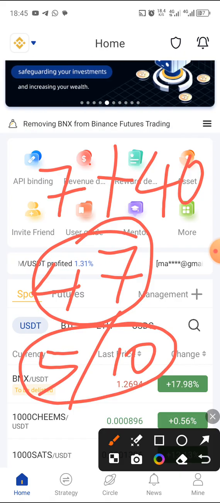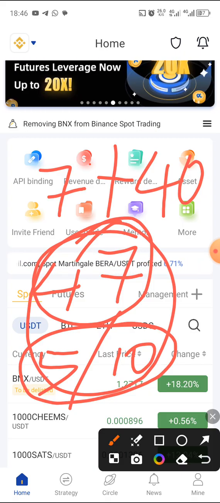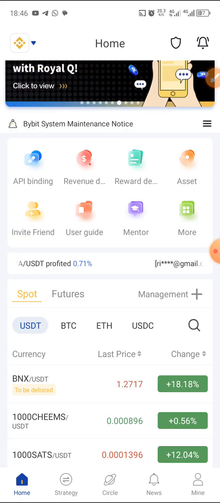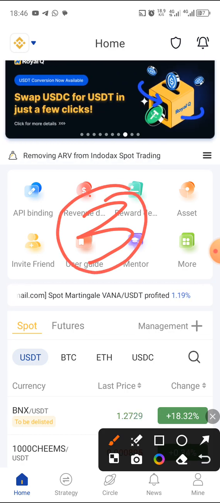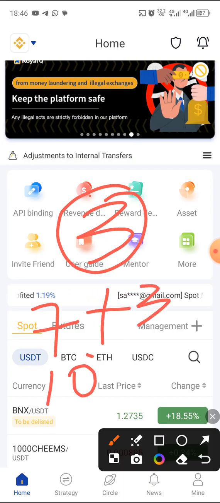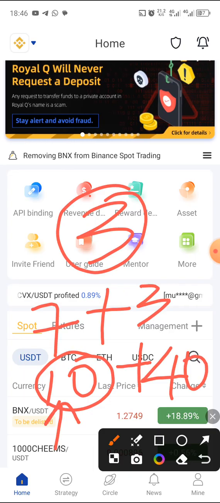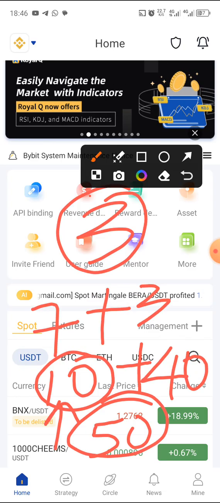And after completing this cycle or this one shot, after completing that trade, and you manage to get a profit of $3, add it to your 7, then it will be 7 plus 3, giving you 10. So 10 is the profit. Add it to your initial first buy, which is 40. It will be giving you 50 as your first buy.